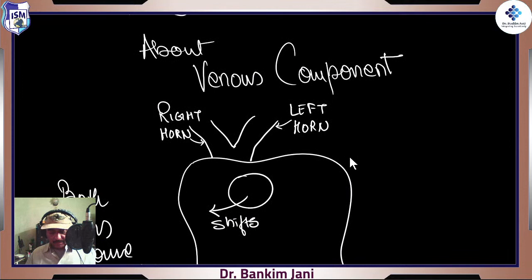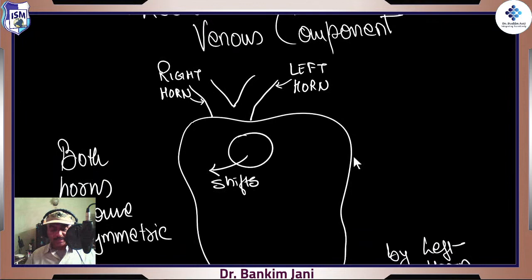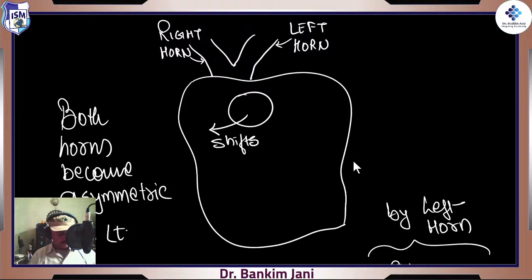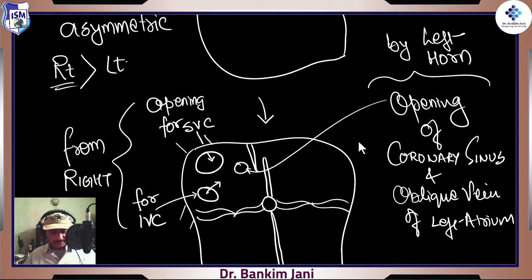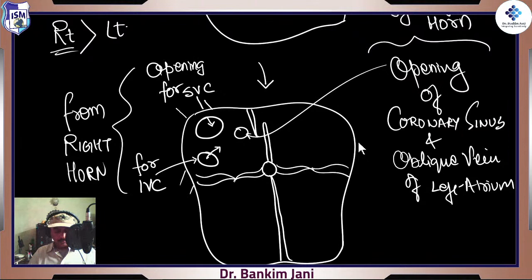What about venous component? Well, this is the easiest part. There was right horn and left horn. Both horns become asymmetric. So right becomes bigger. When right becomes bigger, they start shifting, so on right side it shifts. And this is what happens. From right horn, superior vena cava and inferior vena cava openings are generated. Here it is. So that is fine.